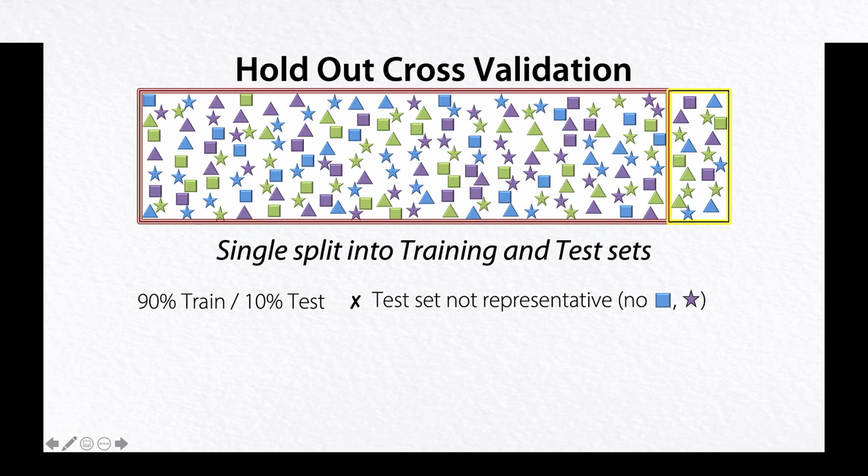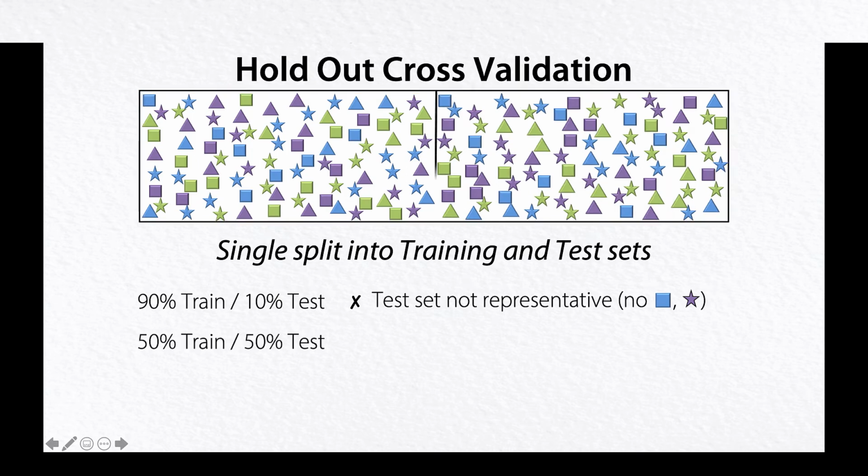In this case, it doesn't include any blue squares or purple stars. Because we've failed to assess how well the model performs on observations within those strata, we've obtained a biased assessment of performance. An obvious solution is to increase the size of the validation set.